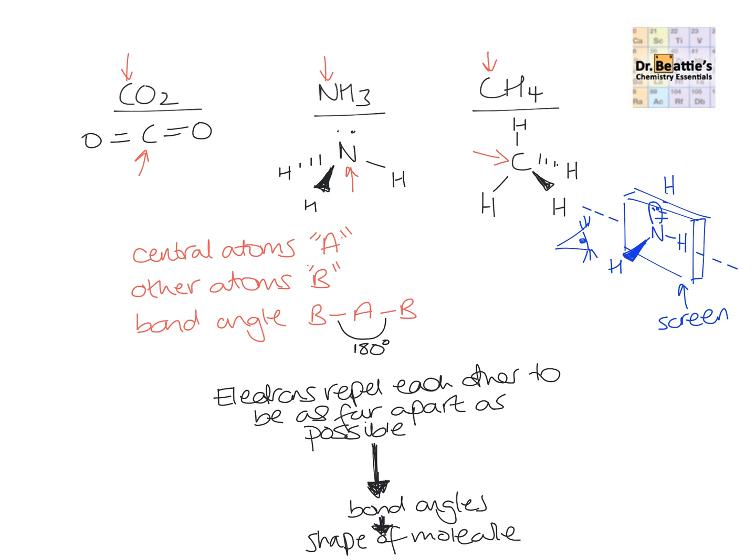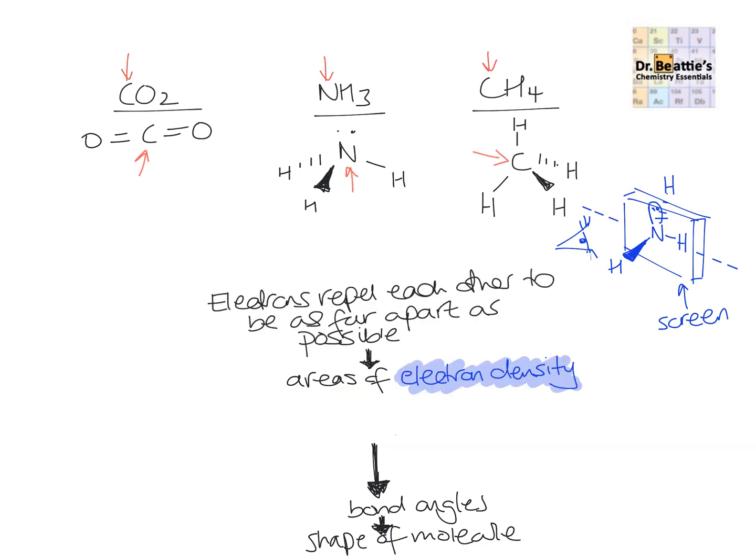Now, before we can actually predict the bond angles and the shape that adopts, we need to be able to classify electron density. Now, electrons always exist in an area, and that area is what we call its area of electron density. And there are two types of areas of electron density. There's those electrons that exist in a bond, and there's those electrons that exist in lone pairs.